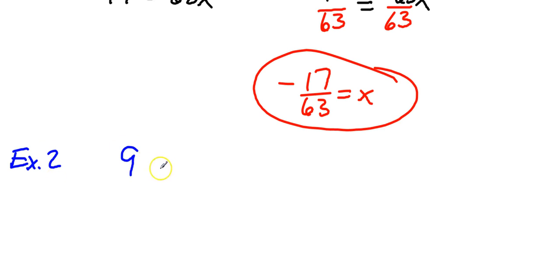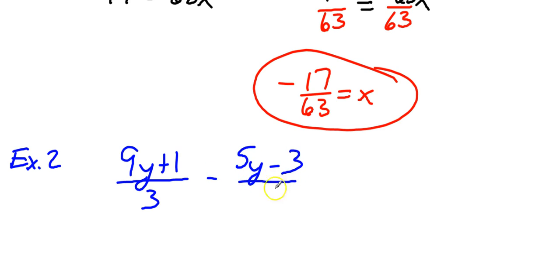Okay, same type problem, just a little different look to it. Let's go with 9y plus 1 over 3 minus 5y minus 3 over 6 equals 3.